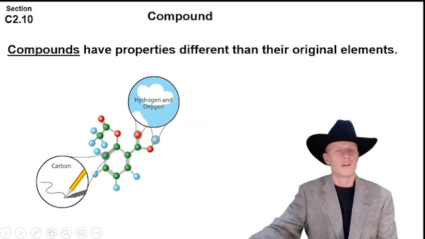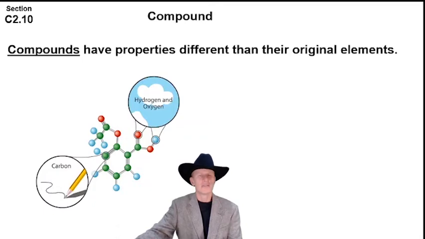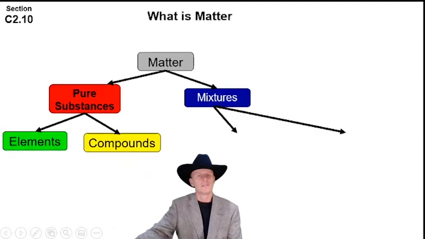Let's think about water. Water is made of hydrogen and oxygen. Hydrogen is flammable and oxygen is needed to promote burning. But water, H2O, puts flames out. Compounds have properties different than their original elements. So back to our virtual map.